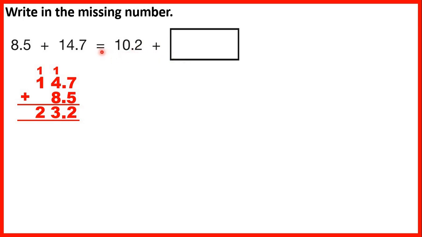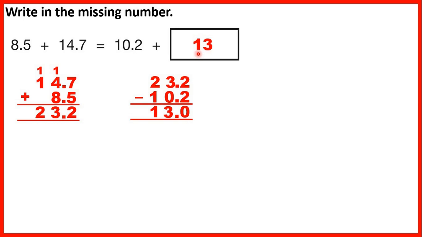So we have a missing number addition. 10.2 plus something equals 23.2. And when we have a missing number addition, we can subtract to find our missing number. So work out 23.2 minus 10.2. That gives us 13.0, which we can just write as 13, because all the 0 tells us is that we don't have any tenths, but just writing 13 tells us that as well.